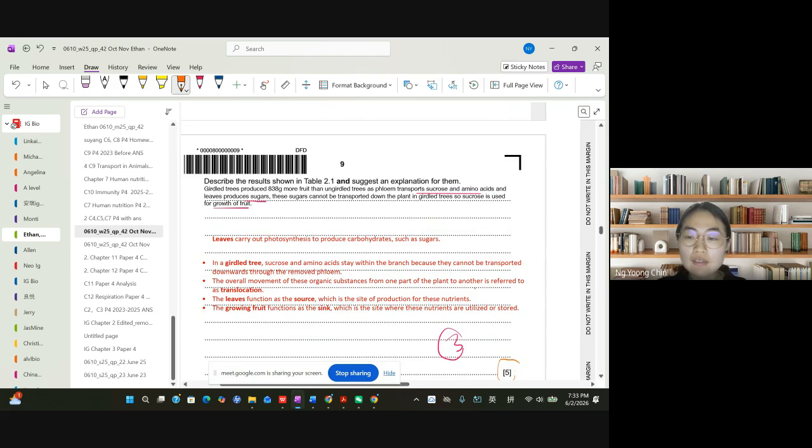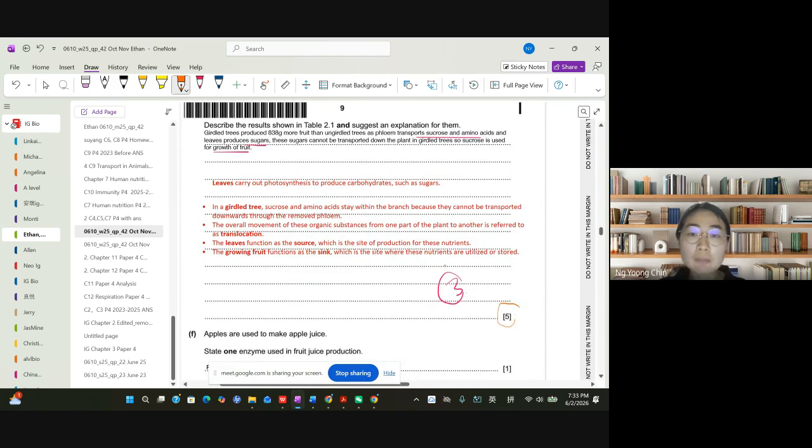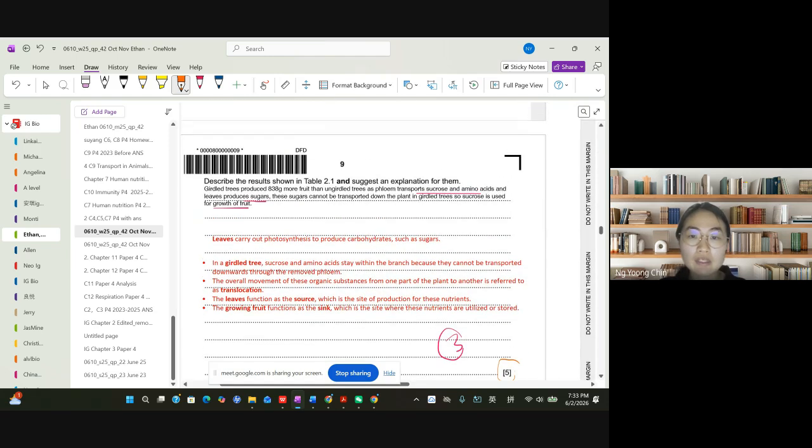Okay, so you get 3 marks because you wrote about the sucrose and amino acids. This is considered 1 mark. And then you wrote about the leaf produced sugars. But you missed out one point. The point is the photosynthesis. You should write that the leaf will carry out photosynthesis to produce the sugars or the carbohydrates.